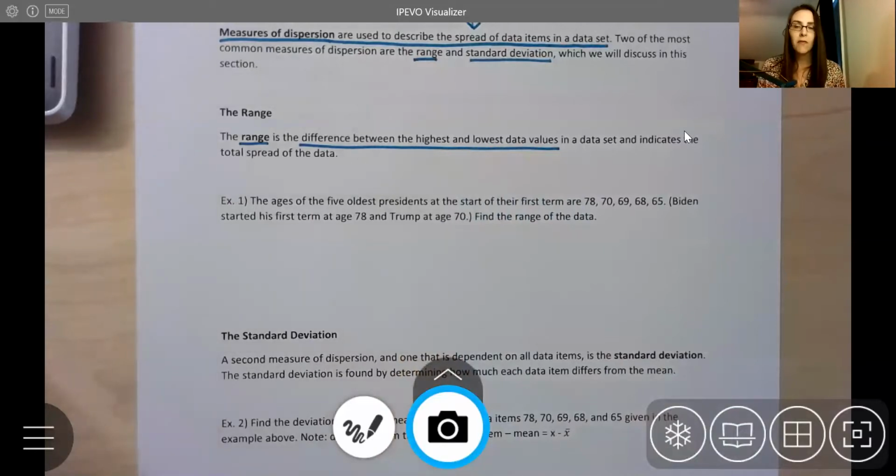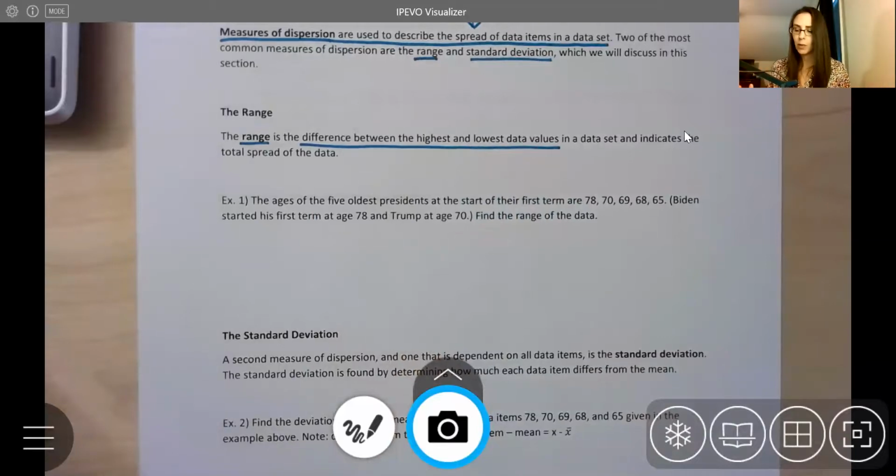So it's very quick to find, but sometimes it can be problematic because if you have outliers, so maybe one really high score, one really low score, that can definitely affect your range, right? Because you're really only using two values to compute it.